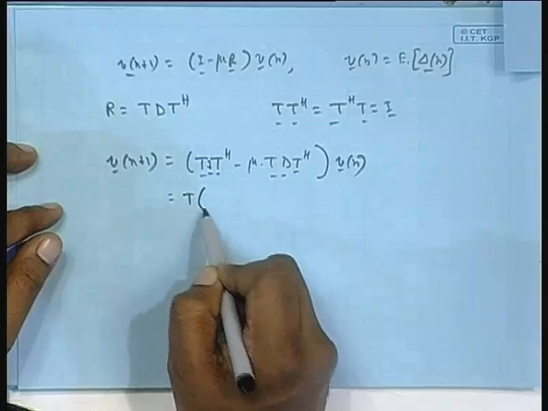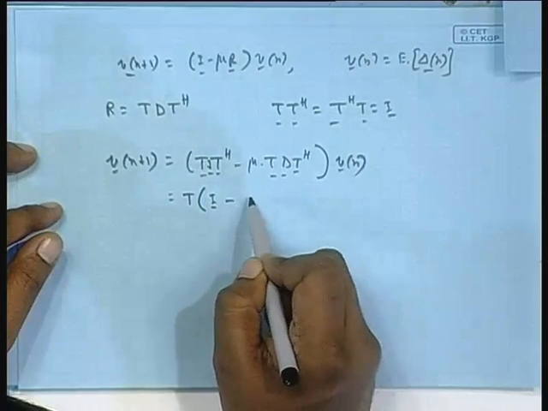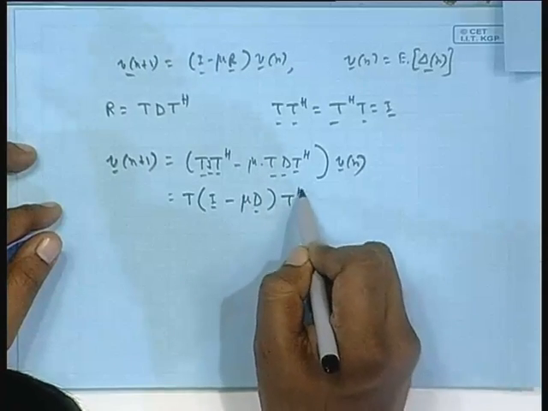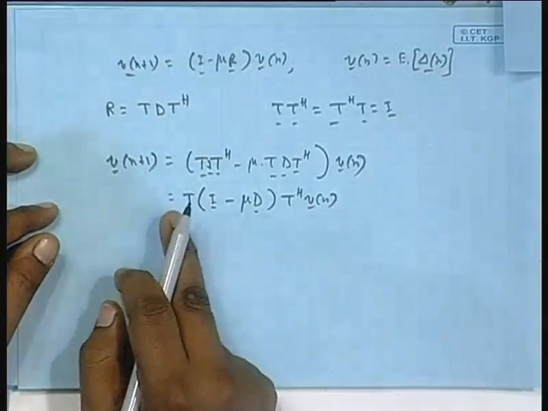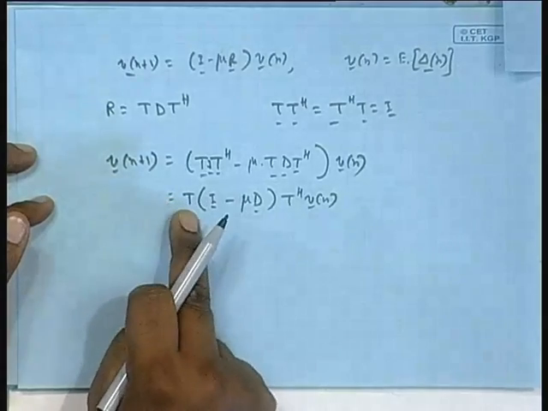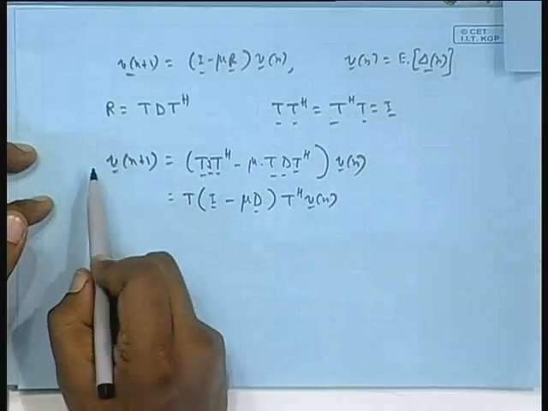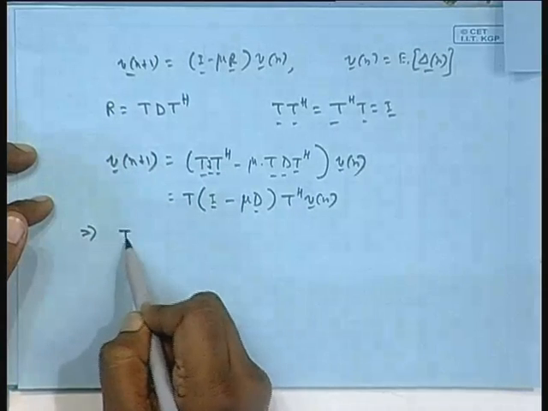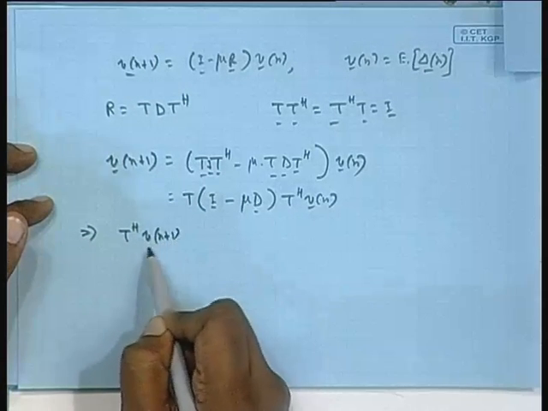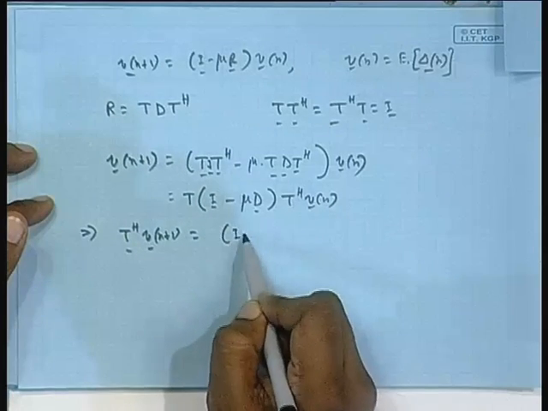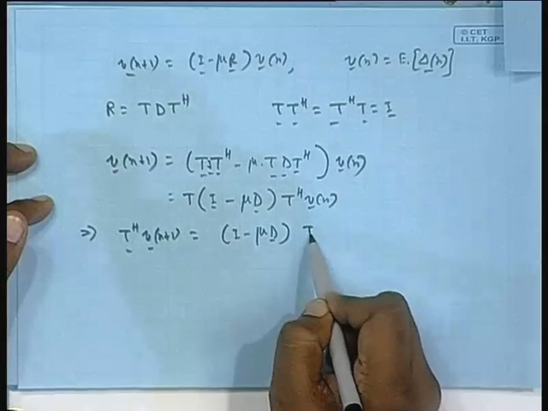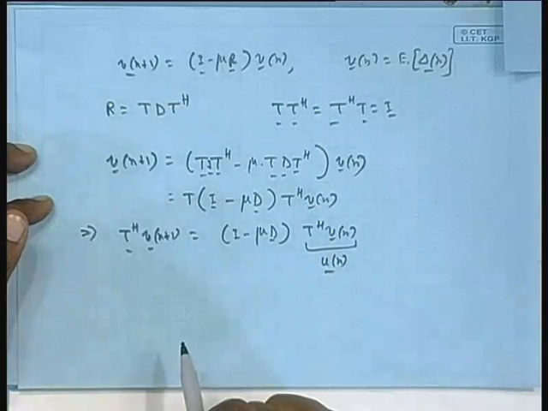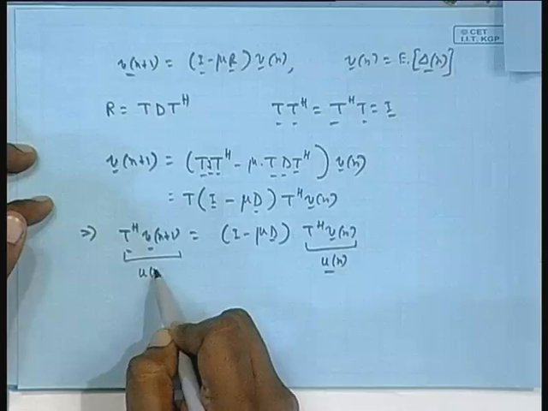You can take a T out here, I minus mu D, T Hermitian V n. Pre-multiply both sides by T Hermitian, T Hermitian T will cancel, so you will get T Hermitian V n plus 1 as I minus mu D into T Hermitian V n. T Hermitian V n you define as another vector U n. So, that means this is U n plus 1.